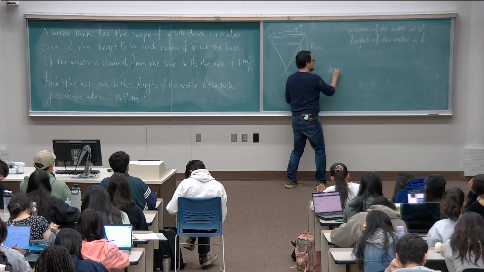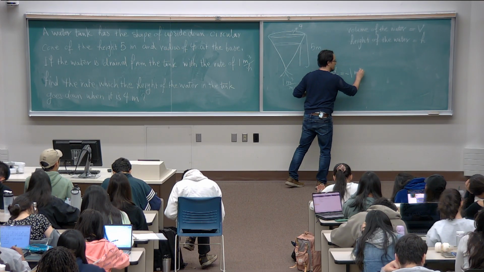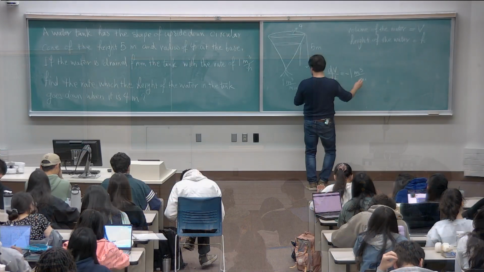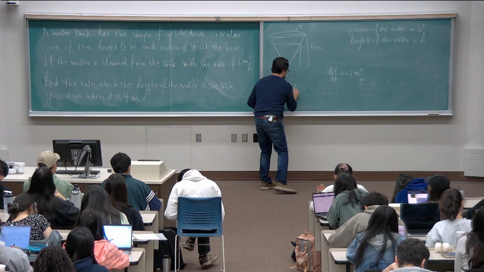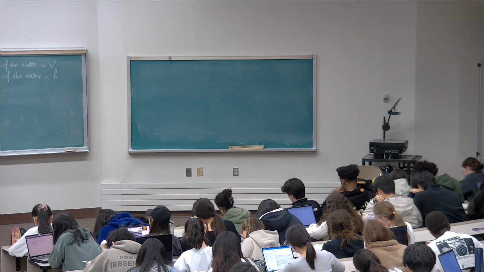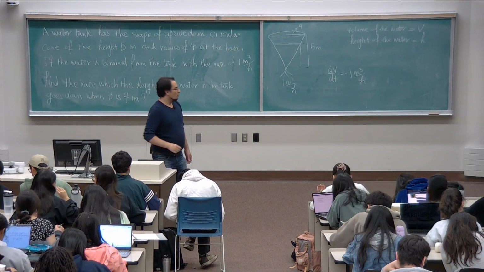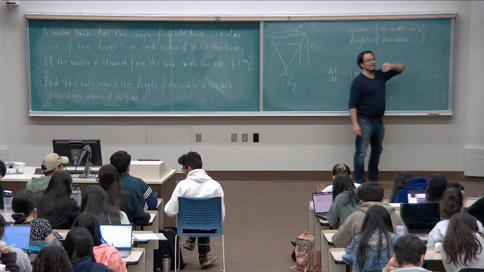So we know that dV/dt is -1 cubic meter per minute. Was it minute or hour? Hour. I think I made a mistake, okay, this is hour. So that is now given. What else? How can I find the relation between V and H?